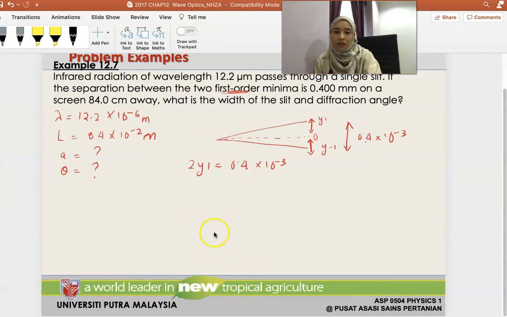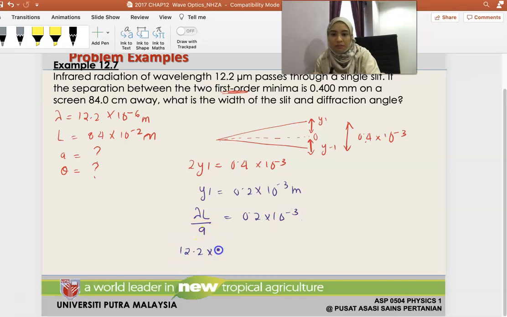Okay, continuing. I know that 2y1 is equal to that, so y1 is just equal to 0.2 times 10 to the minus 3 meter. What is the equation for y1? It's just m lambda L over A. So m is just 1, so I'm not going to write that down. Lambda L over A equals 0.2 times 10 to the minus 3. Lambda is given, 12.2 times 10 to the minus 6. L is also given, it's 84 times 10 to the minus 2. A is unknown.